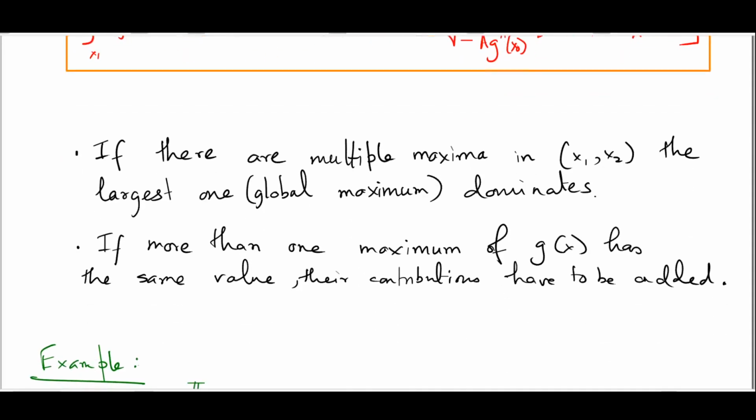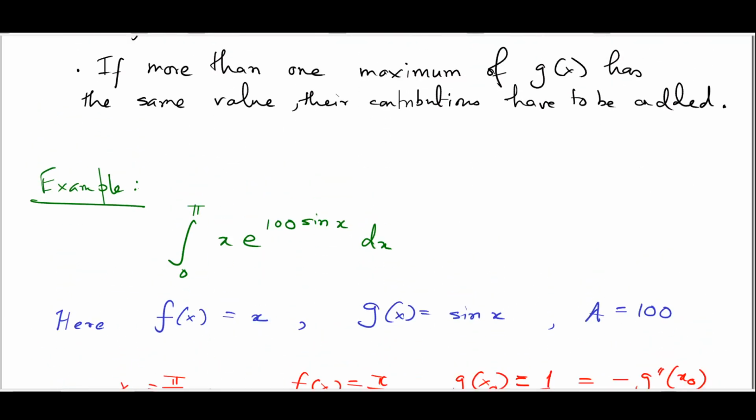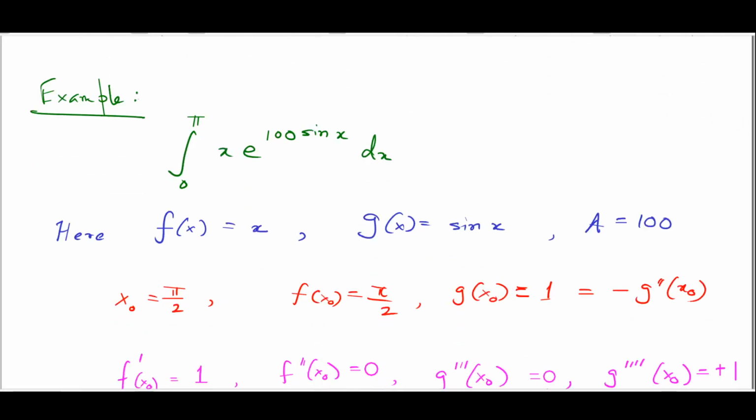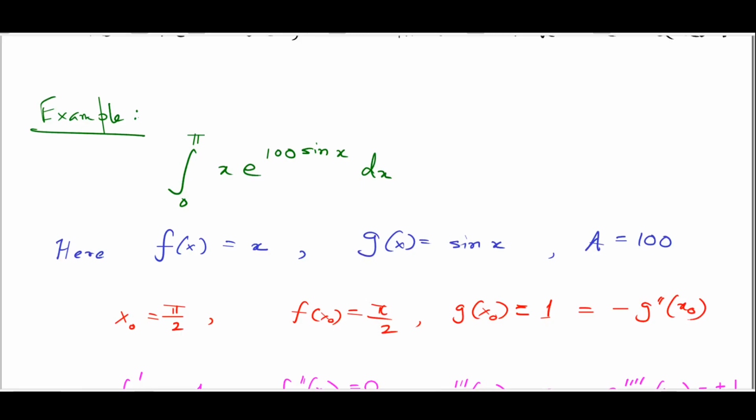The first example we will look at is this integral: the integral of x e to the power 100 sin x dx from 0 to pi. Here, the function f of x, the prefactor, is obviously x. g of x, the function in the exponent, is sin of x. And the role of a is being played by this number 100. In order to evaluate the integral, what we need are these simple details about the function. Sin x, of course, has a maximum in the interval 0 to pi, and as you all know, the maximum happens to be at pi by 2. So this is our x0.